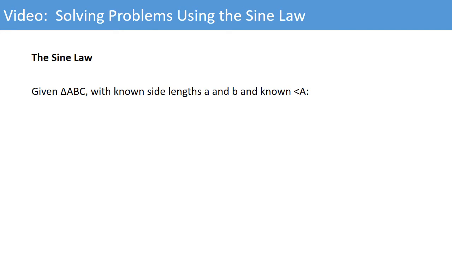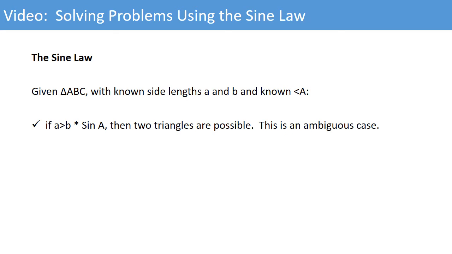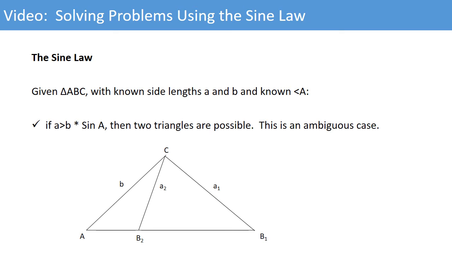And the third situation, in a given triangle ABC with known side lengths a and b and known angle A, if a is greater than b times sine A, then two triangles are possible. This is an ambiguous case. You need to determine which triangle you would use. We will learn this in this particular part of the course. And your diagram could look like this.